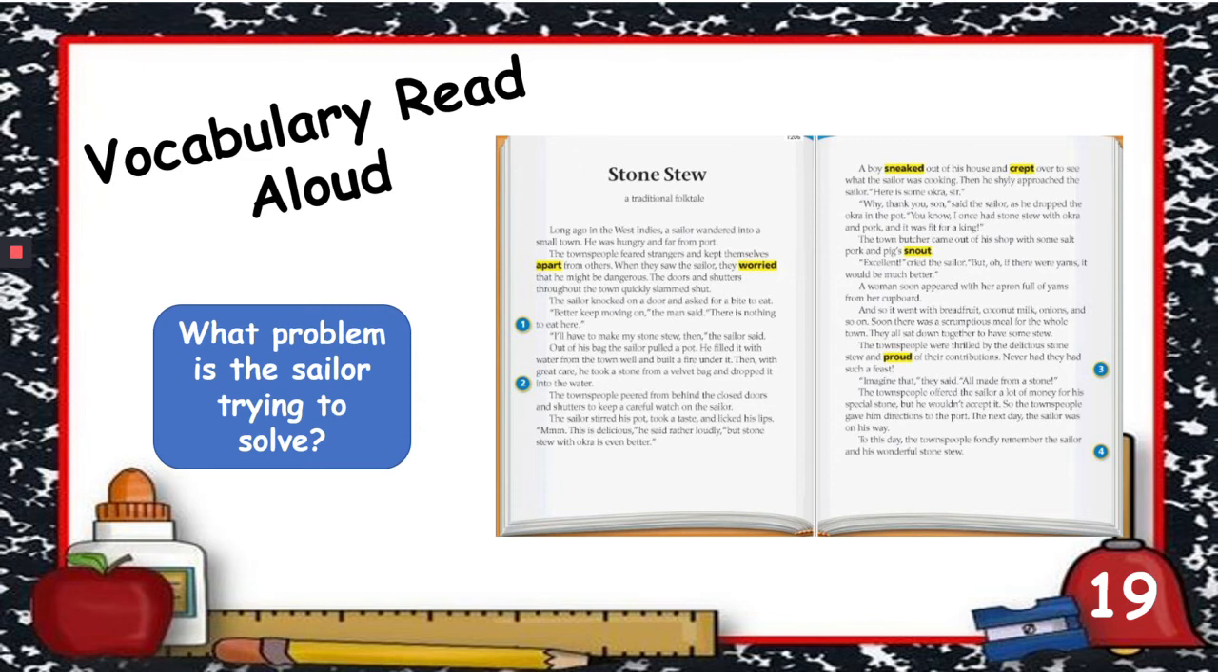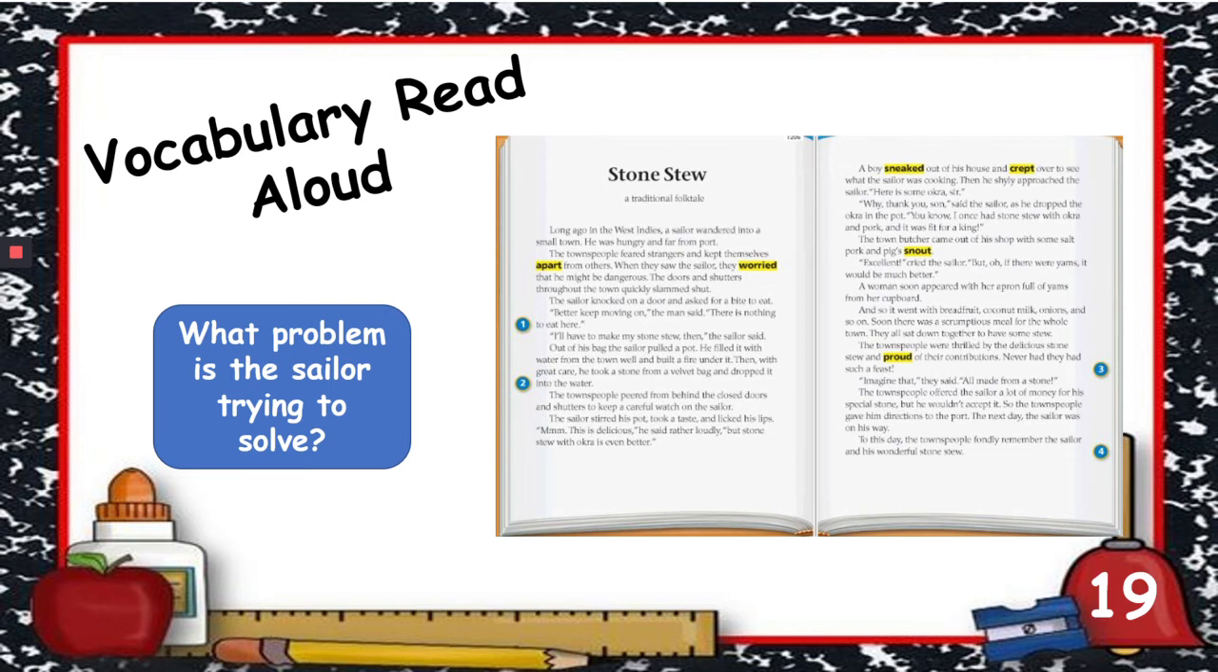The townspeople peered from behind the closed doors and shutters to keep a careful watch on the sailor. The sailor stirred his pot, took a taste, and licked his lips. "This is delicious," he said rather loudly, "but stone stew with okra is even better." A boy sneaked out of his house and crept over to see what the sailor was cooking. Then he shyly approached the sailor. "Here is some okra, sir."